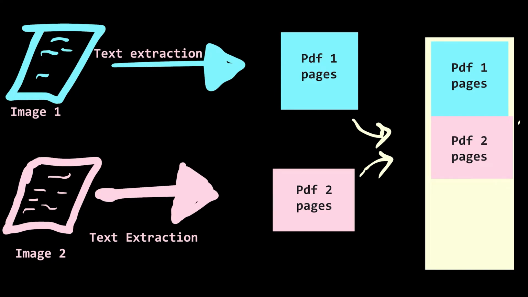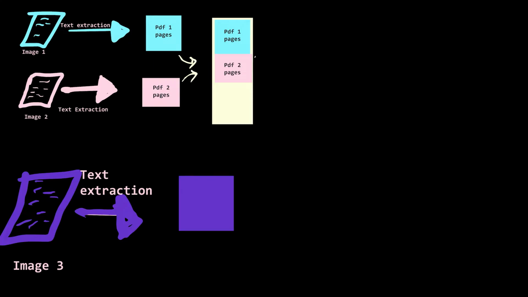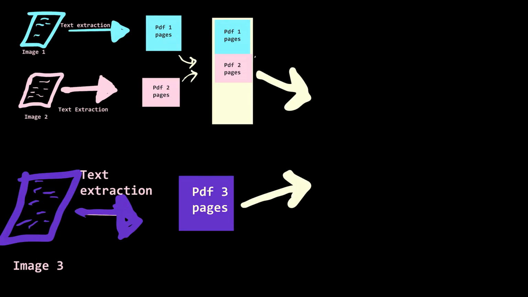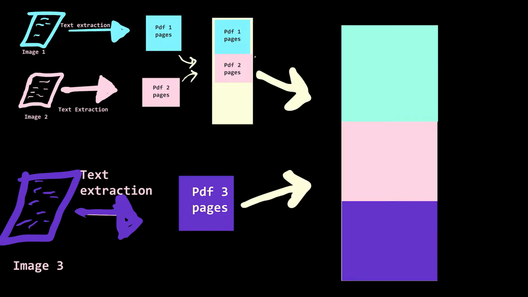Then we create a third PDF that loops over the first PDF and appends all content to the new PDF, and then goes over the second PDF and appends its pages to the third PDF. When the user appends the third image, we treat the third PDF as now the first PDF, and the process continues. I know what you're thinking.